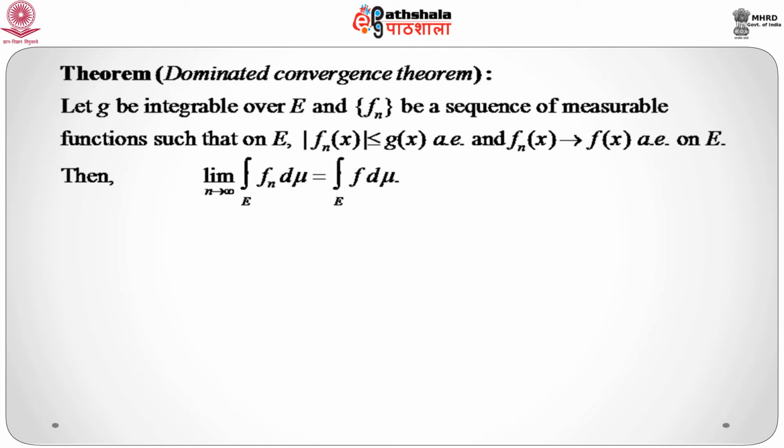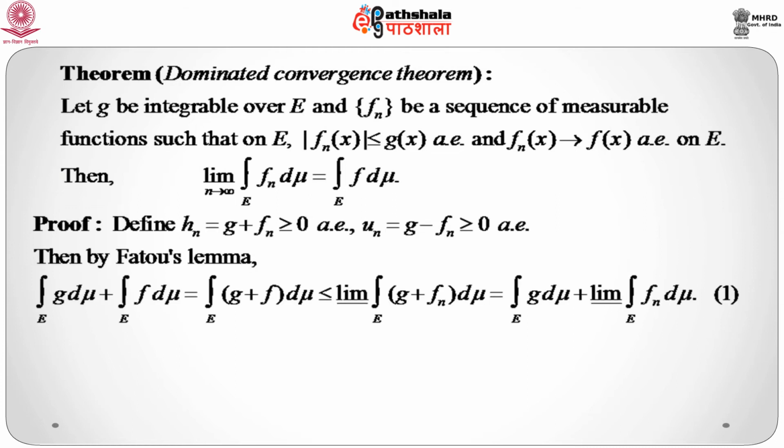Then we get more or less exactly the same type of result as we got in case of the monotone convergence theorem, that is, limit n goes to infinity of the integration over E of f n d mu equals the integration over E of f d mu. That means we get exactly the same result, but under two different conditions. One, when we consider an increasing sequence which converges to a function, and here in the dominated convergence theorem we remove the condition that the function should be increasing, but we impose another restriction, that is, modulus of f n x less than or equal to g x almost everywhere. So, depending on the situation as we encounter later on, we can apply either the monotone convergence theorem or the dominated convergence theorem. Let us now give a sketch of the proof of the dominated convergence theorem.